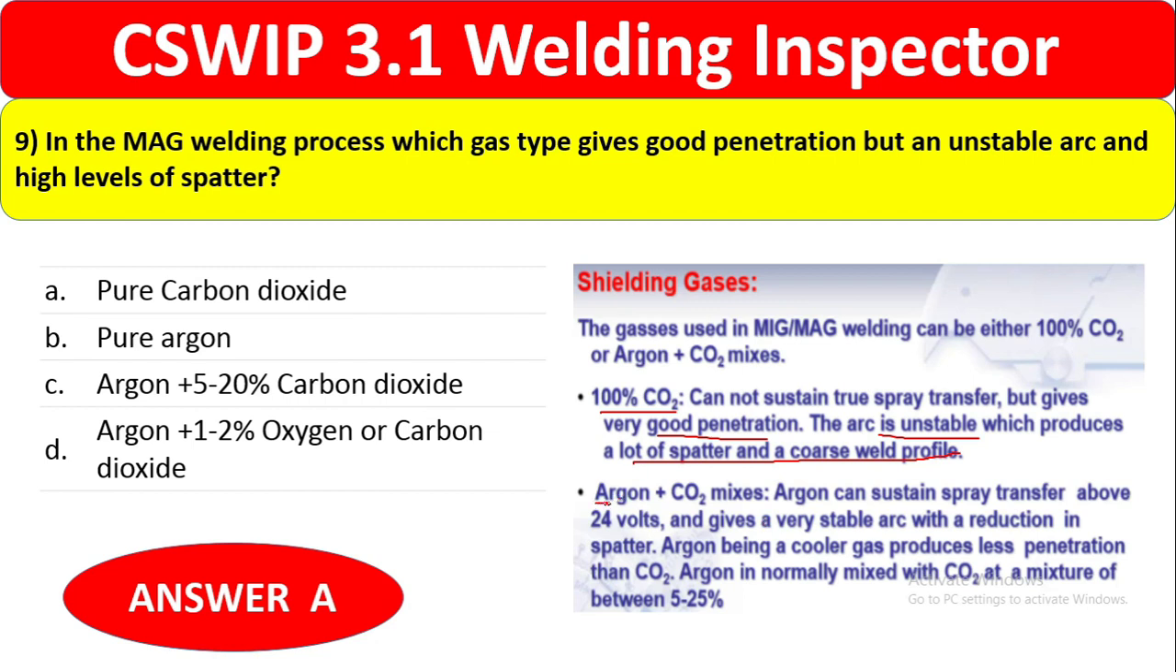In argon plus CO2, you can see the explanation. Argon can sustain spray transfer also above 24 volts and gives a very stable arc, not unstable. But here it is given as an unstable arc. So answer A is the correct option.